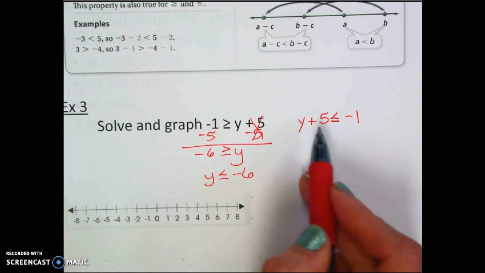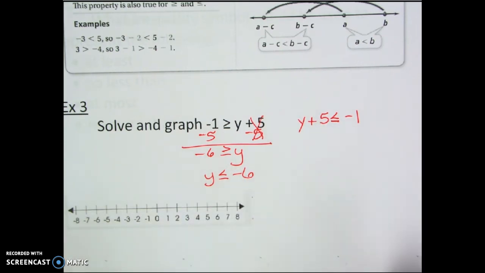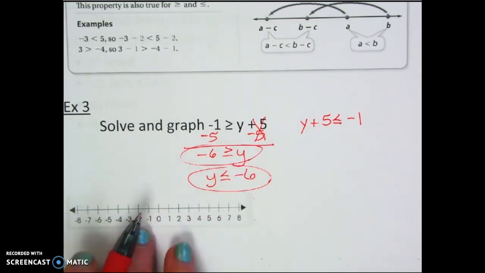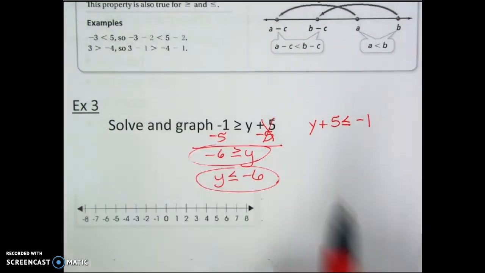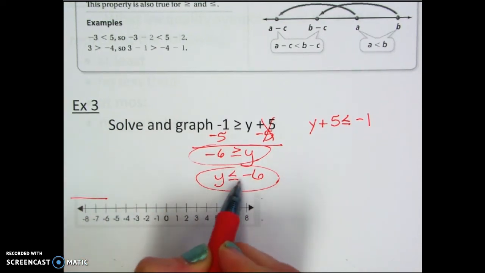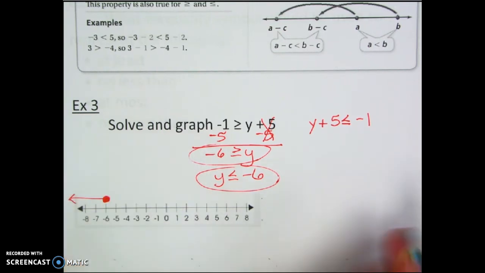Of course, if you switched it around to begin with, you wouldn't have to switch it around at the end. And technically, you don't have to switch it around. This is fine. I just like it better like this. It makes more sense in my head. All right, so negative 6 is here. We want less than negative 6, and of course less than or equal to, so we're going to shade our bubble in.